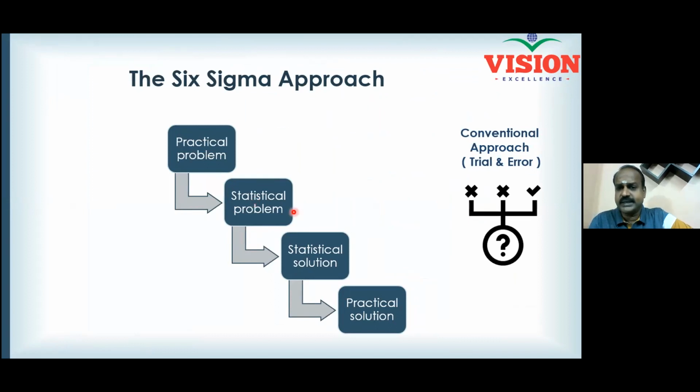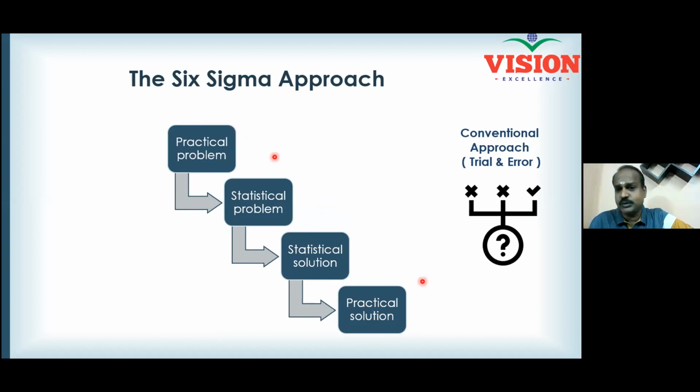Reduce your standard deviation and then make your average remain on the target. That's called the statistical solution. If you can make it happen, for that you have to work in real time. That is called the practical solution. If you do this approach, you will not jump to conclusions. Always you will see that the problem is solved by addressing the cause.